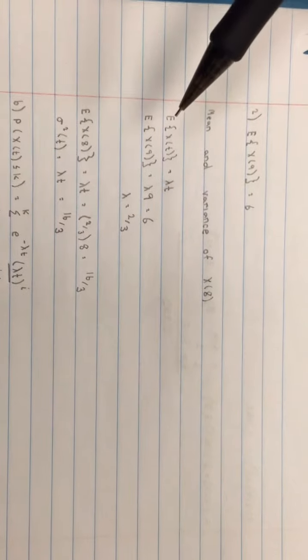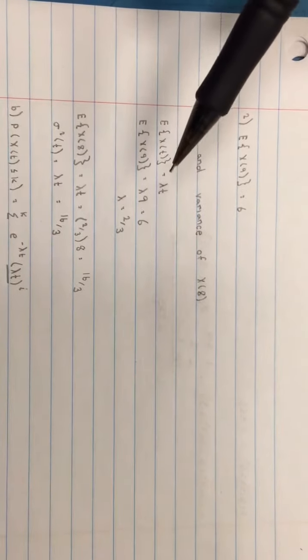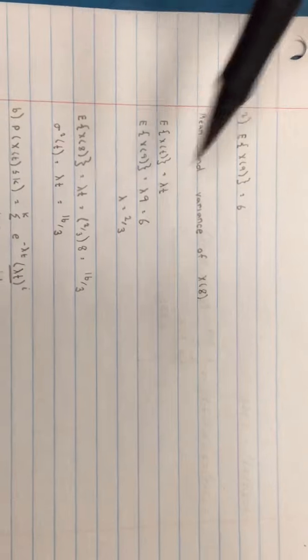We know that the expected value of X(t), where X(t) is a Poisson process, is equal to lambda t, as we did in problem 1. So simply, we can solve for lambda, since we know what t is, that being 9, and we know what lambda t equals, that being 6. And so lambda is simply 2/3, because it's 6 divided by 9.